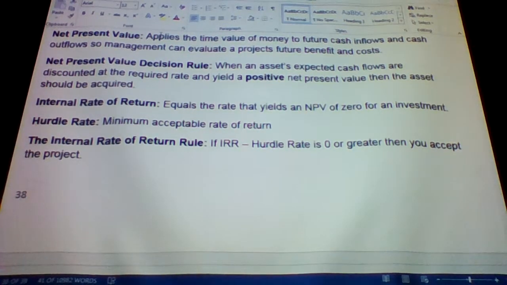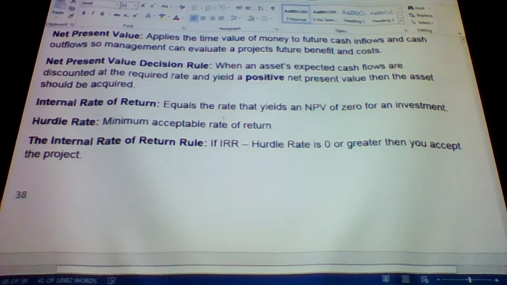The other measurement that they use is the internal rate of return. Internal rate of return equals the rate that yields a net present value of 0 or better for an investment. Hurdle rate, that is the minimum acceptable rate of return. The internal rate of return rule: if the internal rate of return minus the hurdle rate is 0 or greater, then you accept the project.